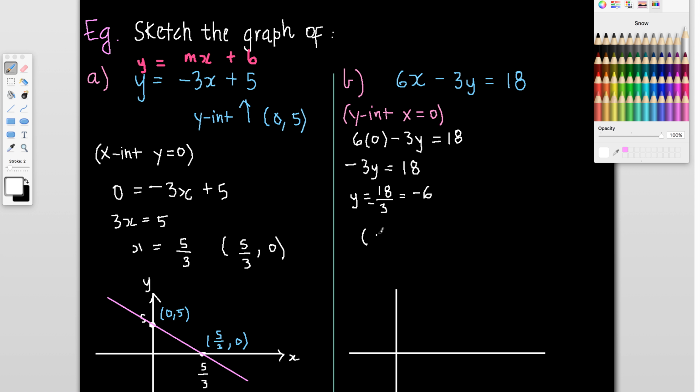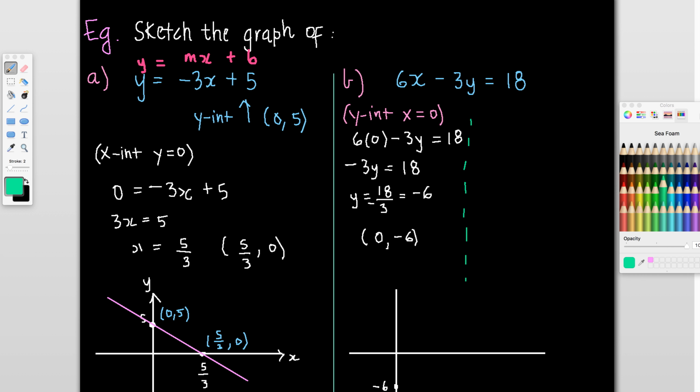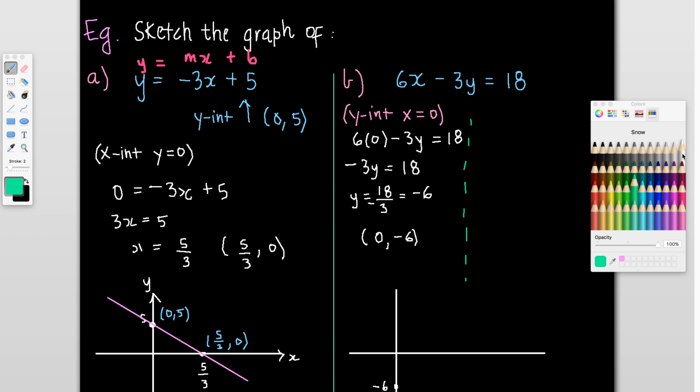That's when x is 0. And so that's going to be down here in the negatives. I'll go negative 6 just there. I'll just split this into 2 so that I'm working down the page. There we go.